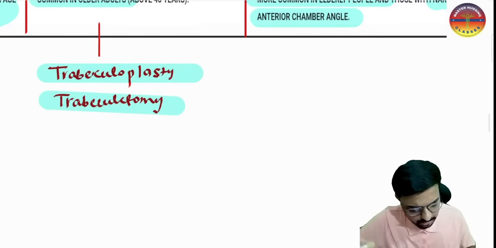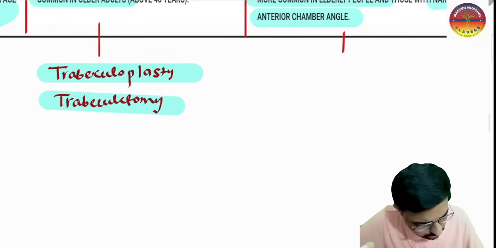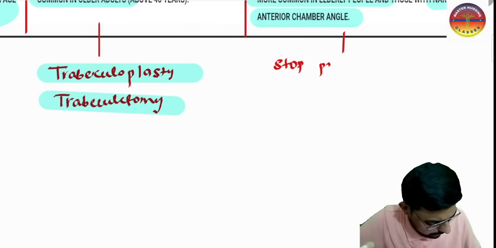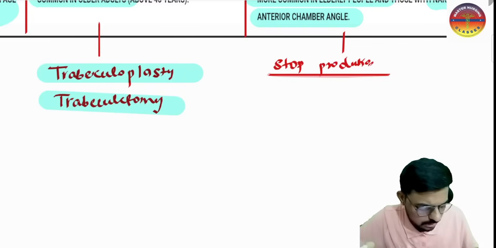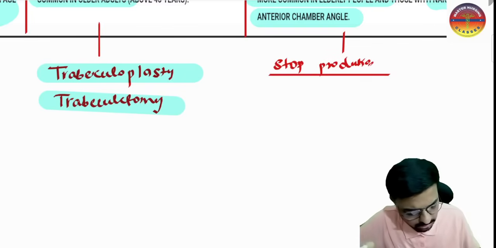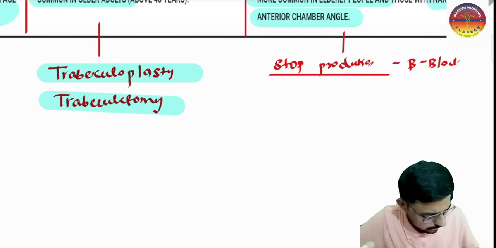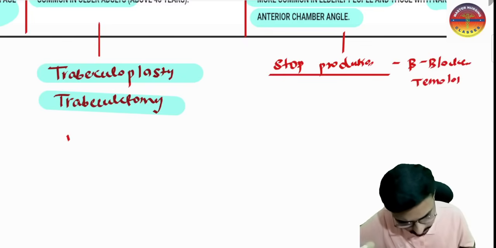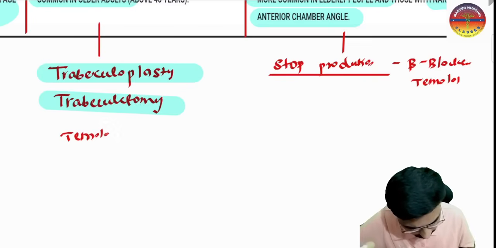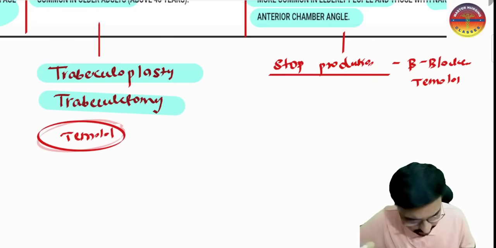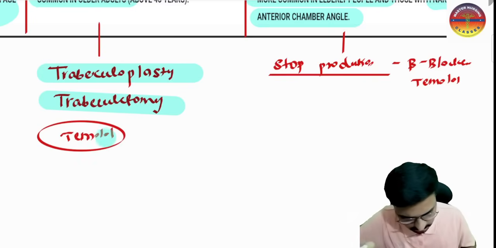Okay, in angle closure glaucoma, first what we have to do is stop the production of the aqueous humor. How are we going to stop the production? I will give beta blocker drugs. Especially the drug of choice is timolol. Okay, so timolol we will give. Here also we will give timolol as the drug of choice. Very important, that is the beta blocker.